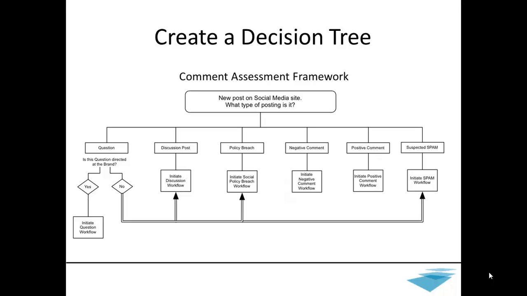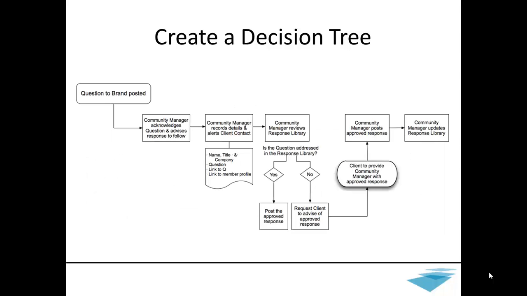The first step to this is creating a decision tree or comment assessment framework. Basically, this will categorize the type of post that we have received on a social media site. In this example, it's been divided up into questions, discussion posts, policy breaches, negative comment, positive comment, or suspected spam. And actually, within each of these buckets, there will be a workflow that will be initiated once we have decided what type of post has been posted. From there, we can go straight into our workflow.